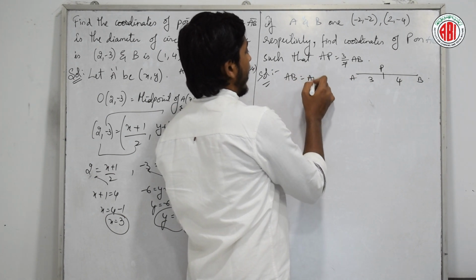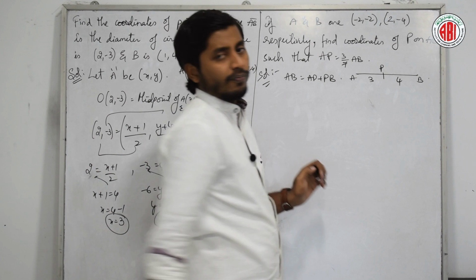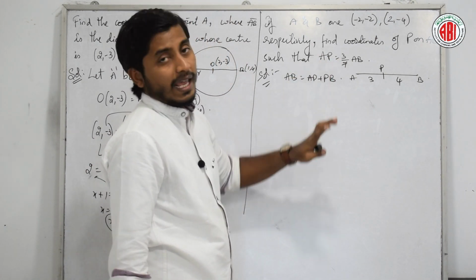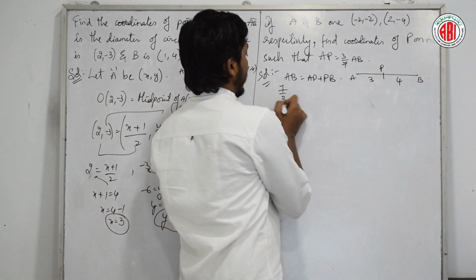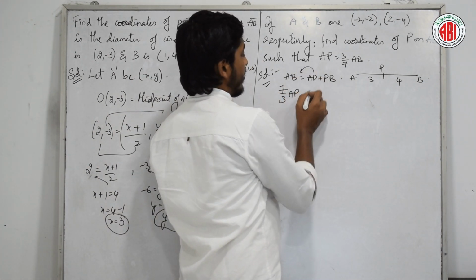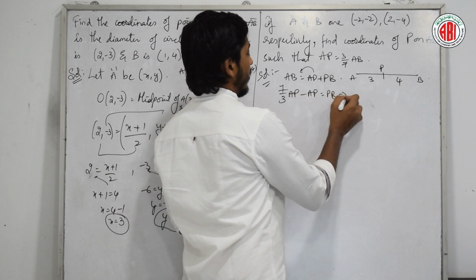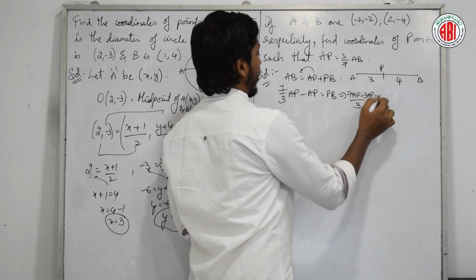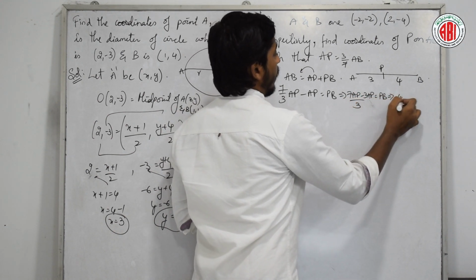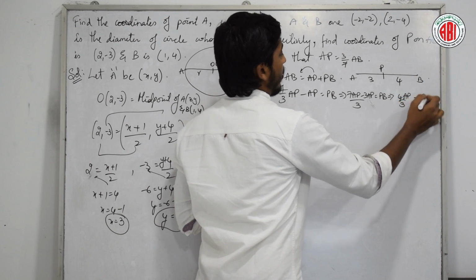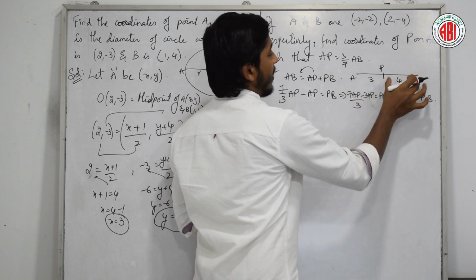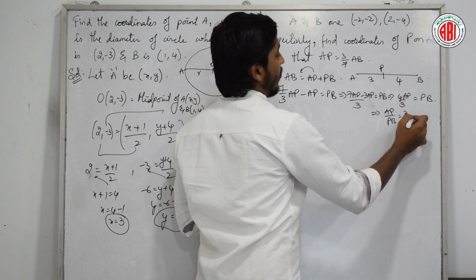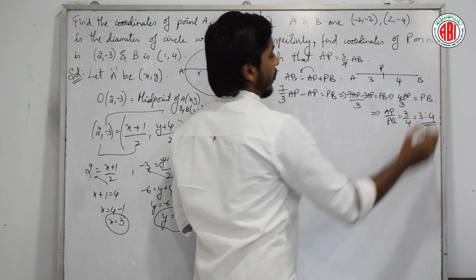AB is nothing but AP plus PB. Isn't it? What is AB here? AB is 7 by 3 AP. Let us bring this AP this side. That will be PB. Look here, what is the LCM? 3. If we subtract 3 AP from 7 AP, what will be left? 4 AP by 3 is equal to PB. Now tell me AP by PB. What is the ratio? AP by PB is 3 by 4. That is, my ratio is 3:4.